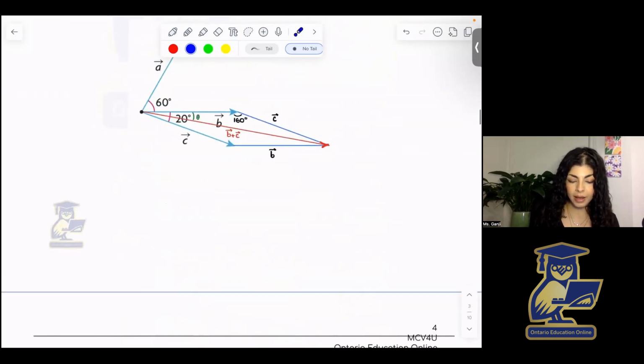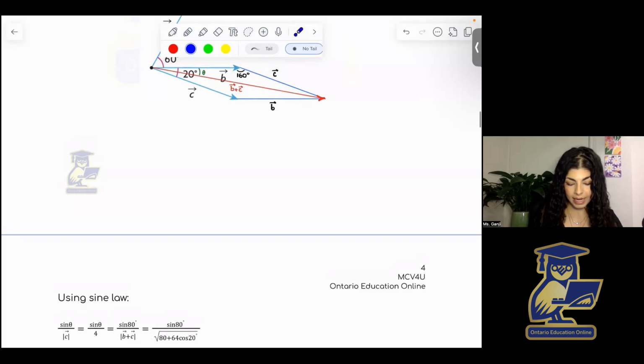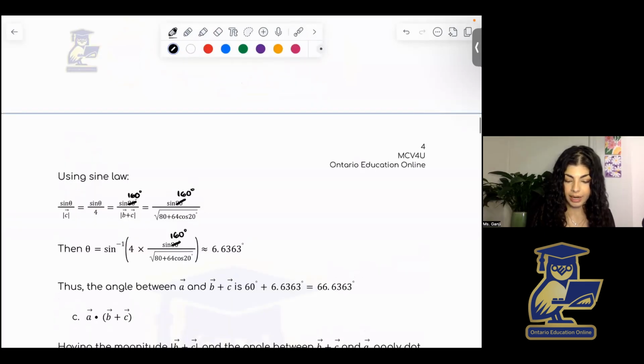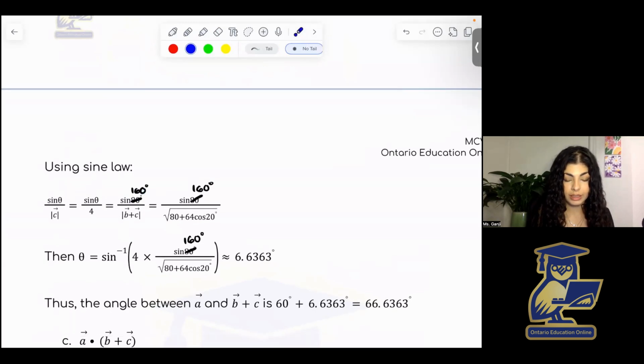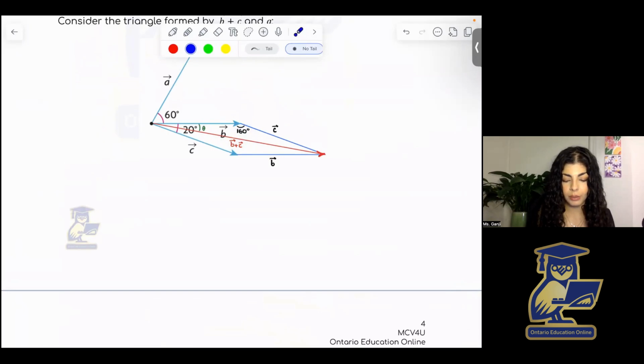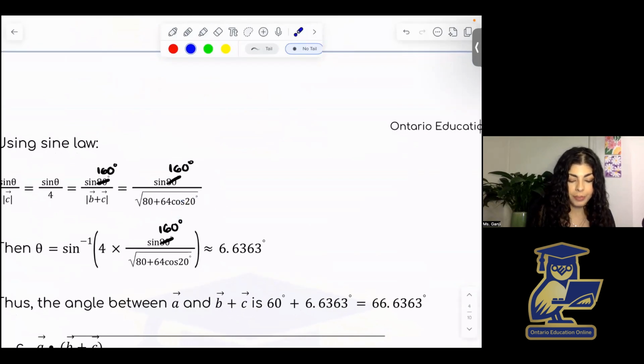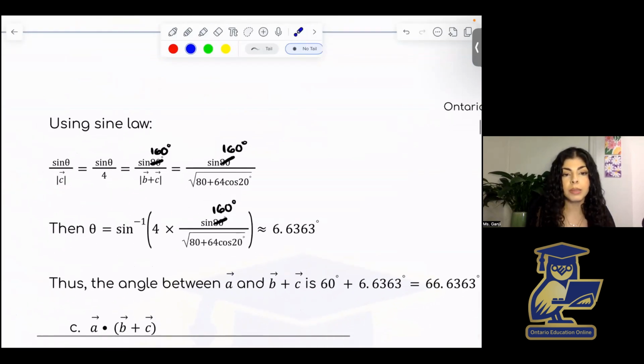So the sine of theta over the magnitude of C, and that's this opposite side length here, is equal to, and remember this is just 4. So this is equal to the sine of 80, sorry, slight error there. That should have been sine of 160 degrees, because this is this angle and its opposite side length, which is the magnitude of B plus C, which we had found above. I am using, in this case, the exact value, not the approximate value, just so I get a better value for my angle here.